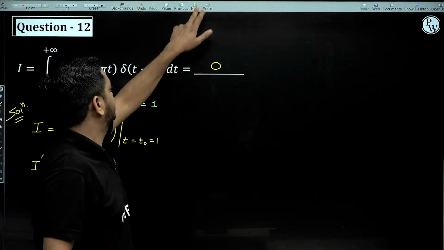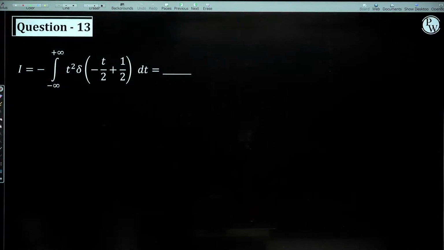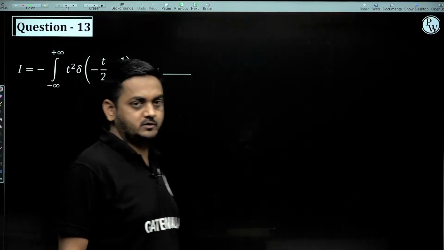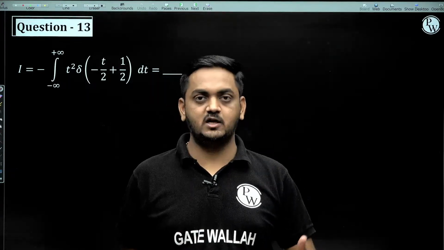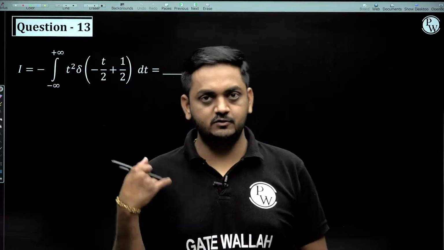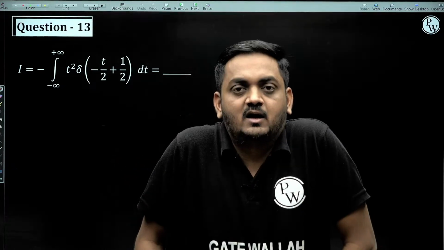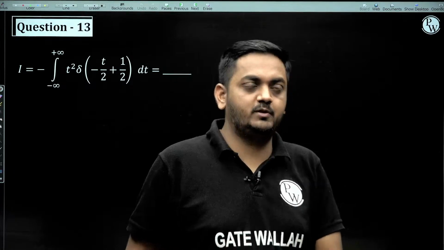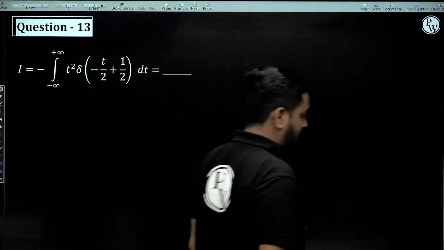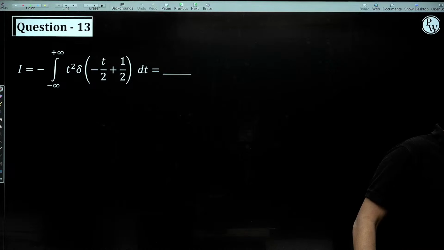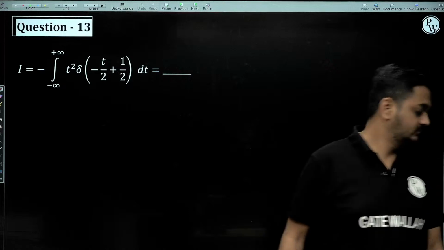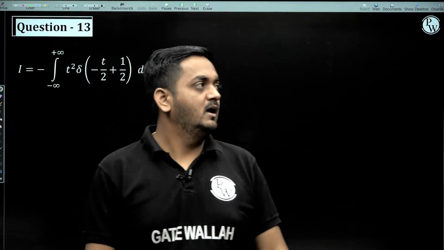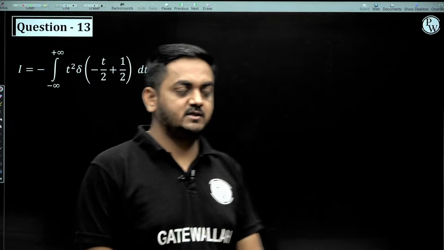Now let us solve next question number 13, guys. Now this is also very much important. Before applying sampling property, first of all you have to use the scaling property. I told you, guys. First you have to use scaling property, then use the remaining property. So first use scaling property and tell me after that what is the value of T naught in this question? I am expecting answer from each and every single student.